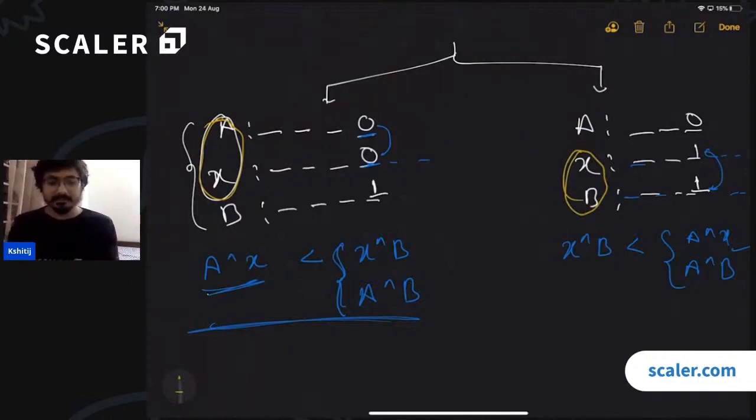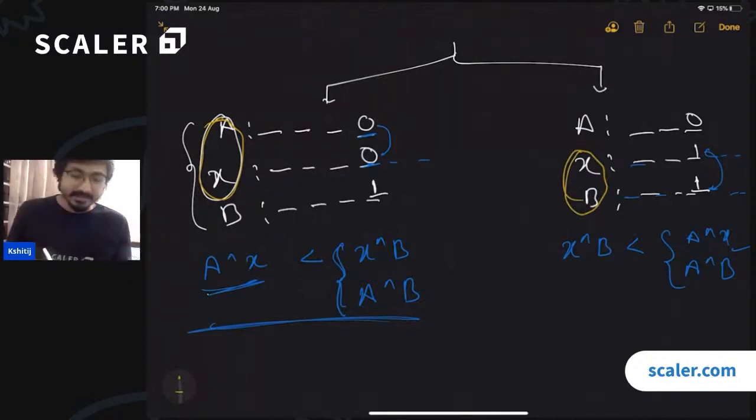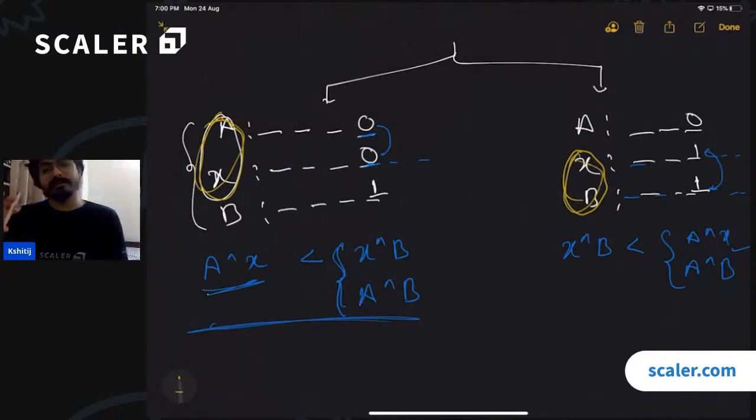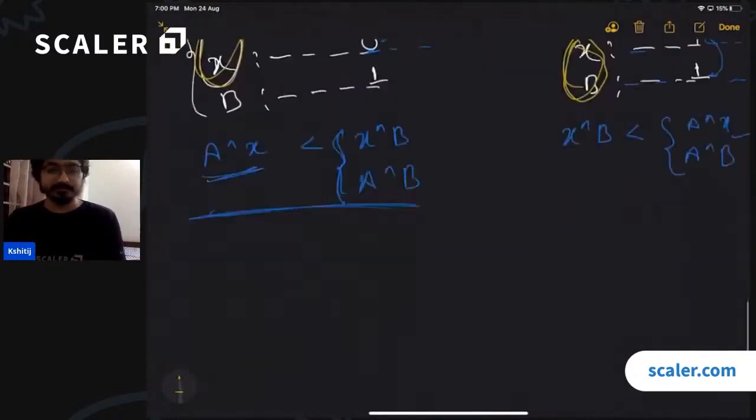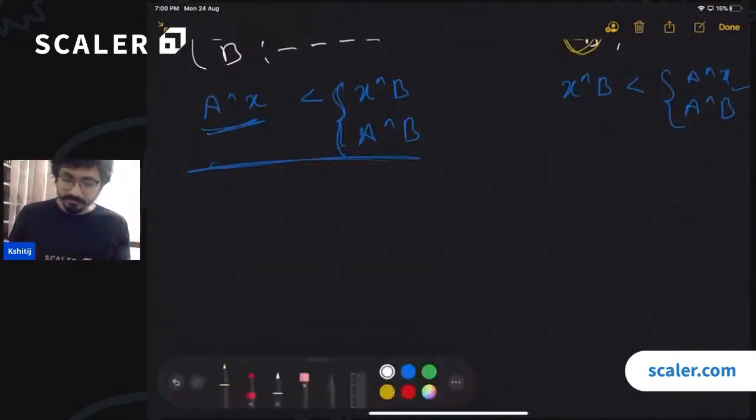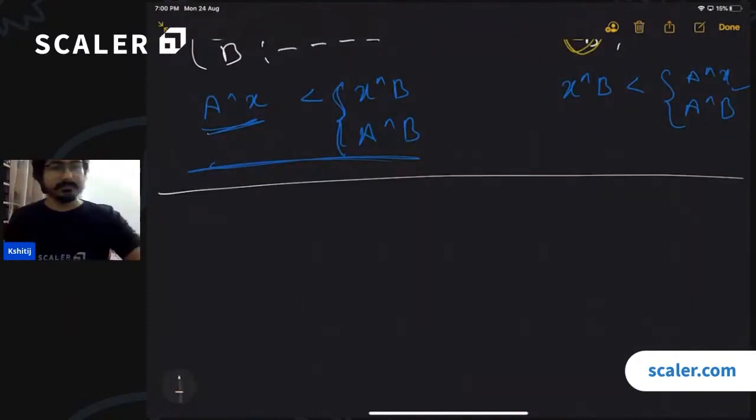Is this clear now? So now we can say with a proof that the closest XOR, or the minimum XOR, occurs between the closest elements. So if you have got an array, you can just sort the array and check the XOR of the consecutive numbers. Okay. Should we move to the next problem now?